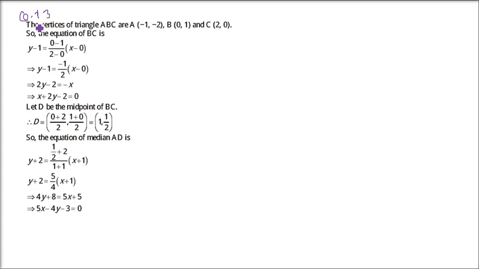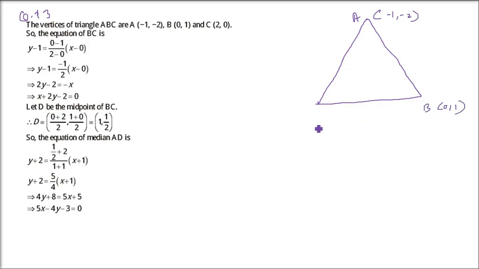This is question number 13. Find the equation of the side BC of a triangle ABC whose vertices are (-1, -2), (0, 1), (2, 0). Also find the equation of the median through (-1, -2). So this question also we have done. We have done median, we have done the sides also. So A is (-1, -2), B is (0, 1) and C is (2, 0).